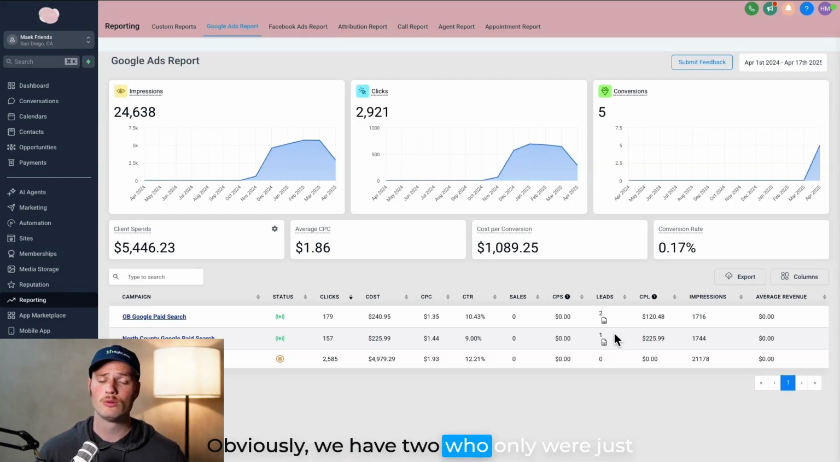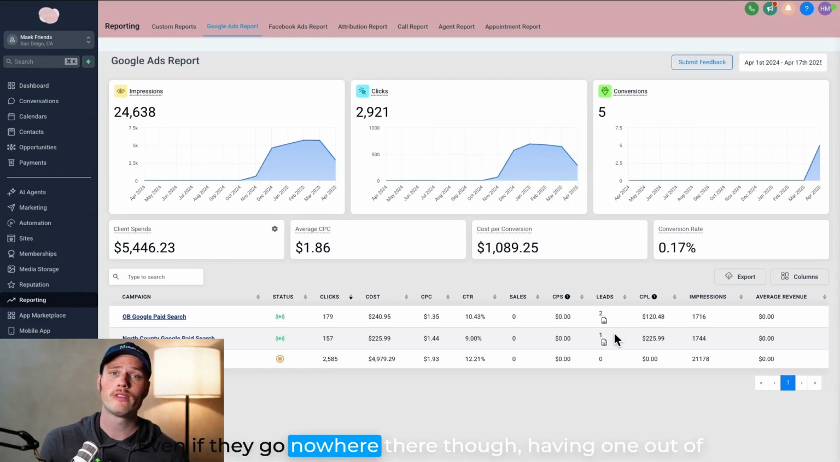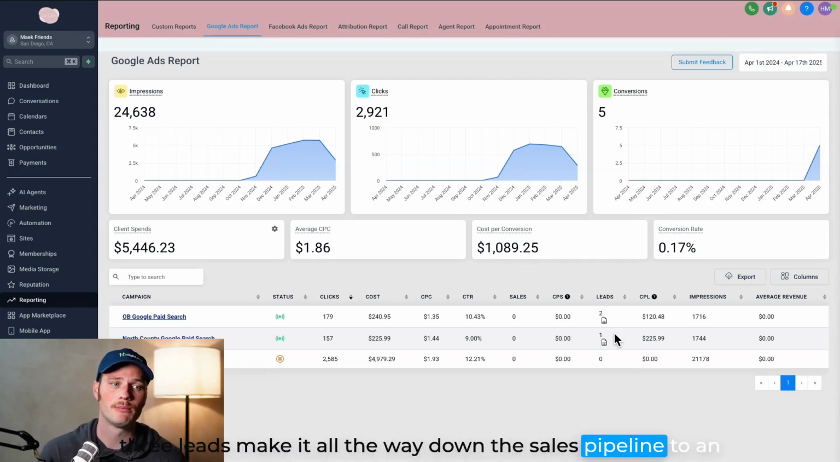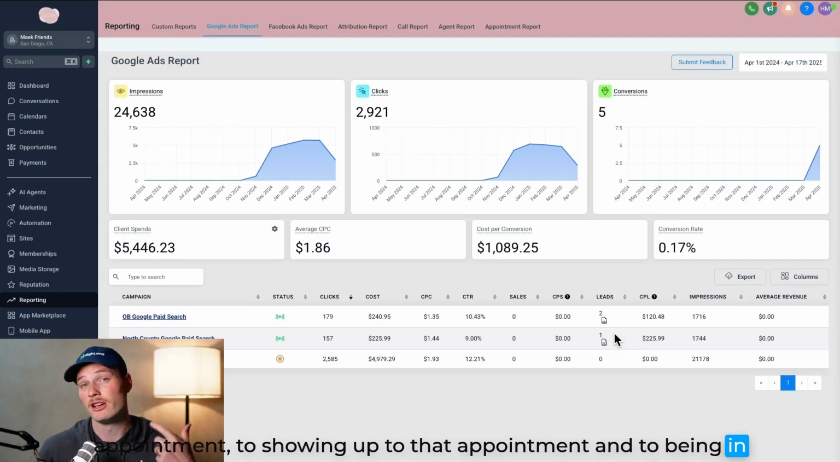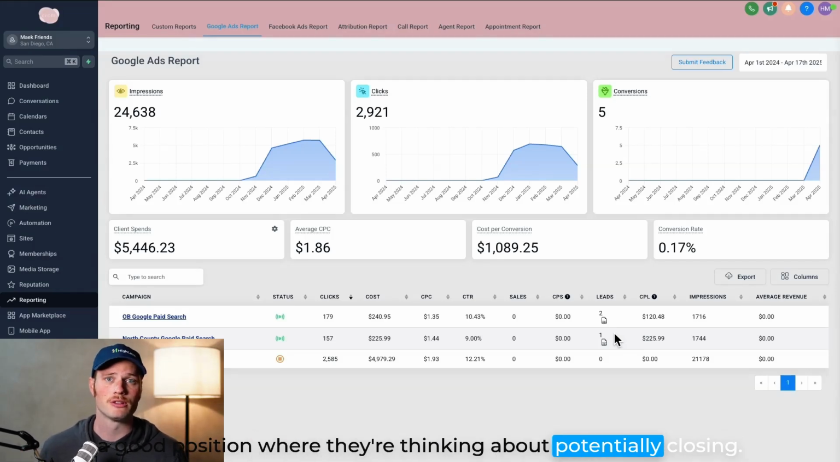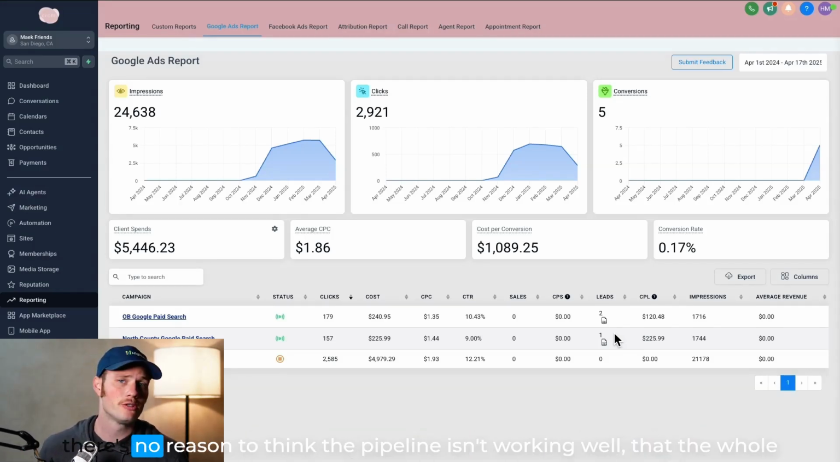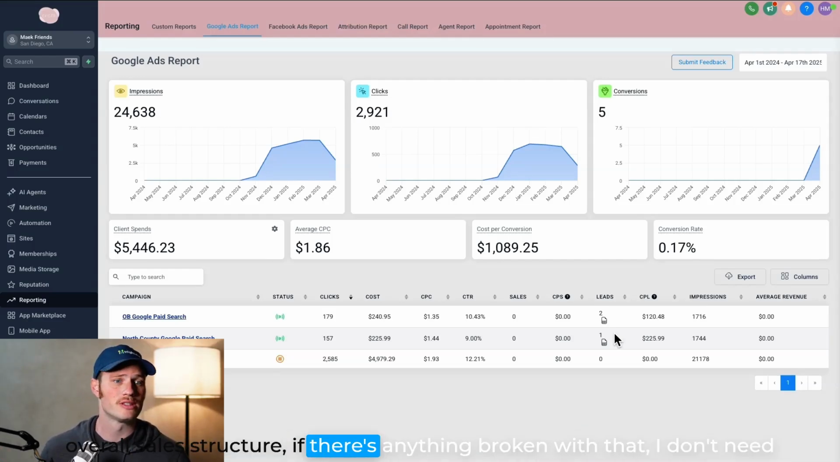Obviously, we have 2 who were just generated, so they're still at the very beginning. Even if they go nowhere there, though, having 1 out of 3 leads make it all the way down the sales pipeline to an appointment, to showing up to that appointment, and to being in a good position where they're thinking about potentially closing, 1 out of 3 people making it that far makes me feel like, okay, there's no reason to think the pipeline isn't working well, that the whole overall sales structure, there's anything broken with that.